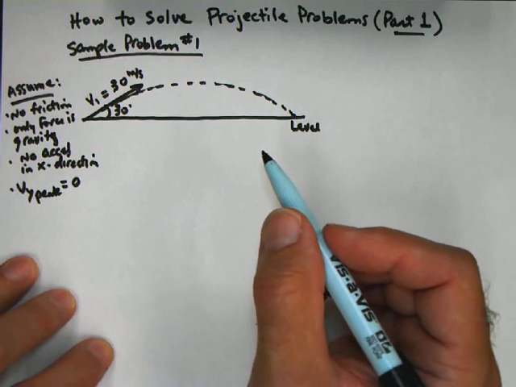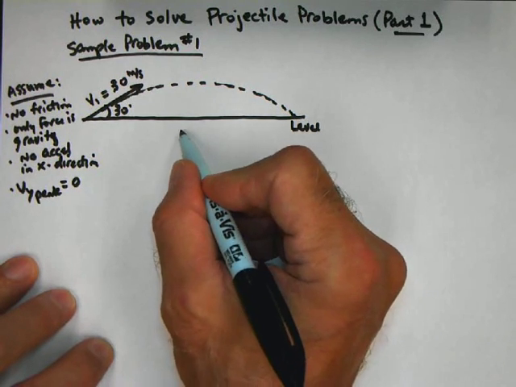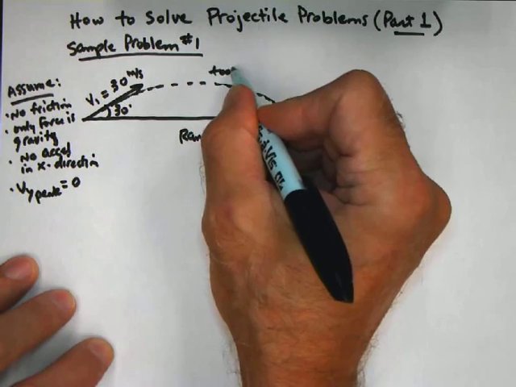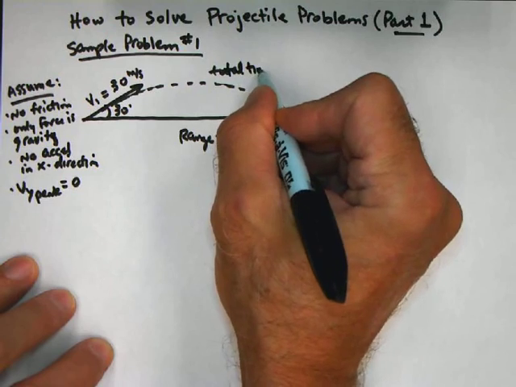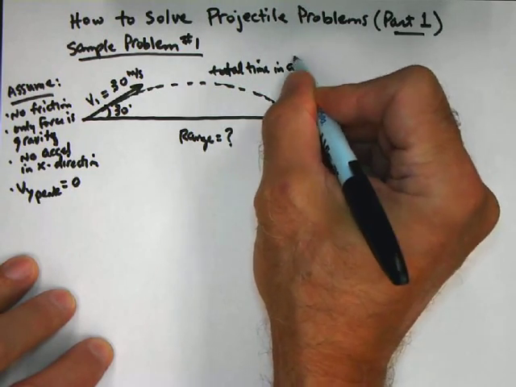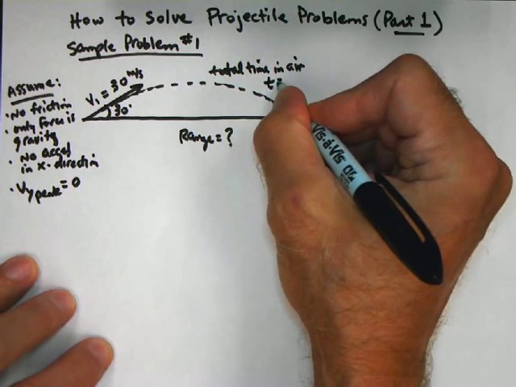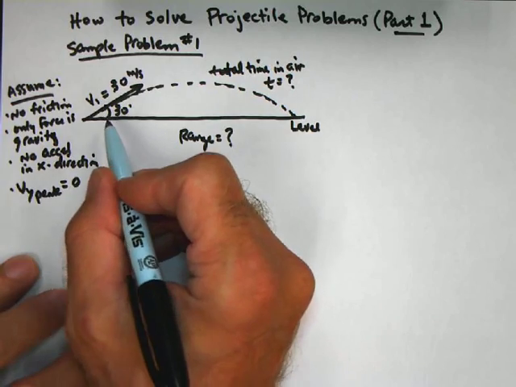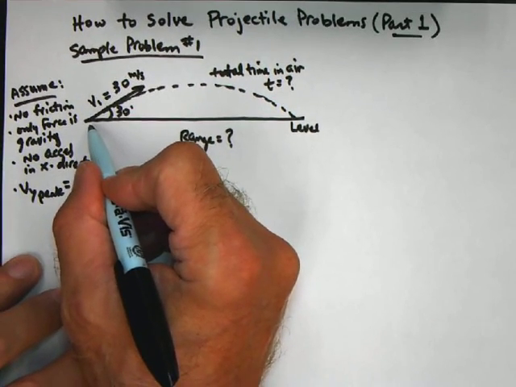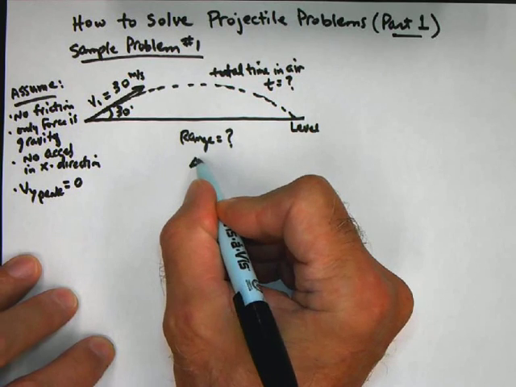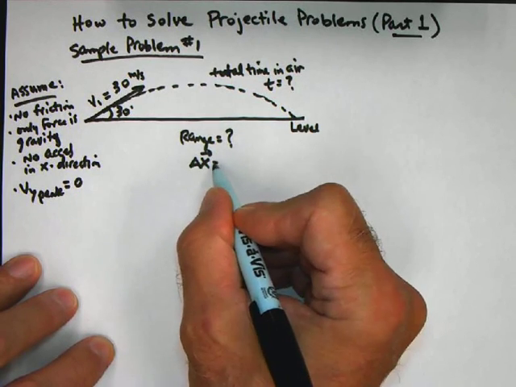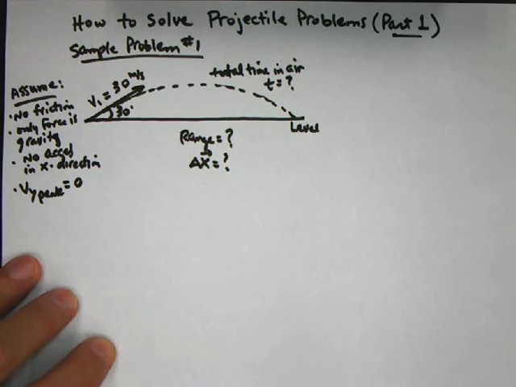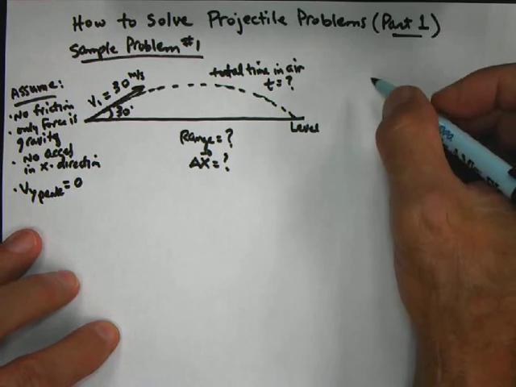Now what kind of question do we want to solve for? Well, let's say we want to find out what the range is, and we also want to find the total time in the air. Okay, so we want to find t, total time, and we want to find range. A symbol for range, since it's the horizontal displacement from the beginning to the end, that would be delta x. So that's the range. Okay, so let's proceed to do the problem now.